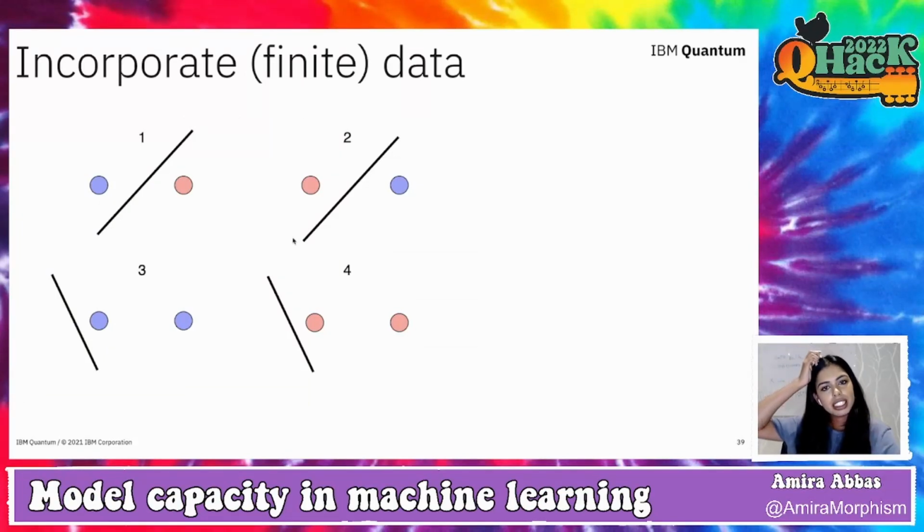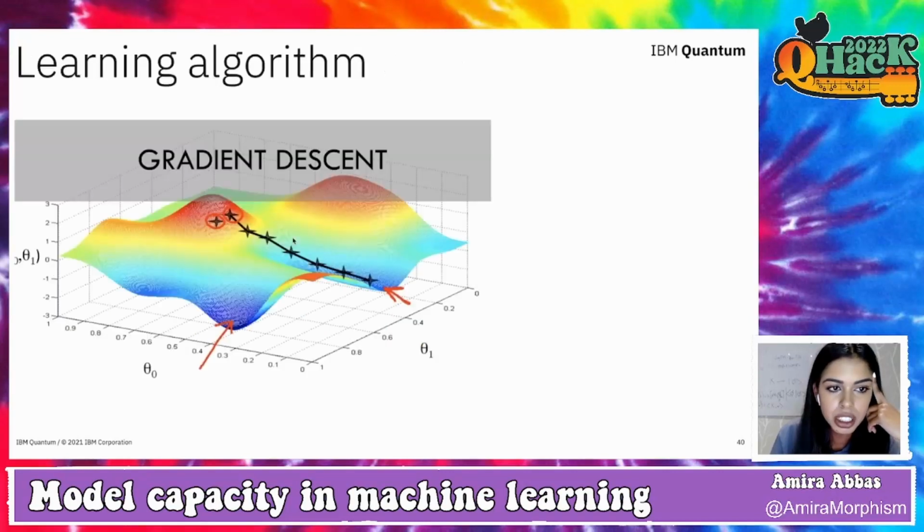The next thing is that your capacity measure should be able to incorporate the notion of having finite data, because in reality, that's all we typically have. And while a lot of capacity measures are beautiful in theory and have a lot of desirable properties, like the VC dimension is one of them, they make the assumption that one has access to infinite data, which of course in practice is usually not possible.